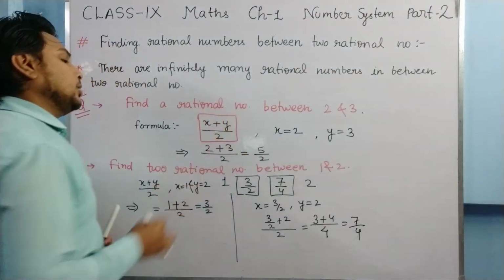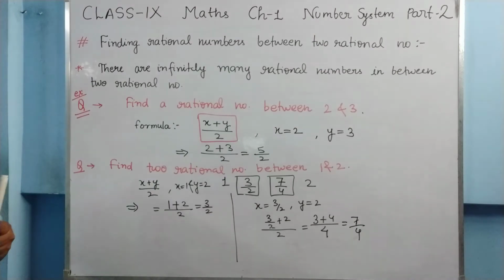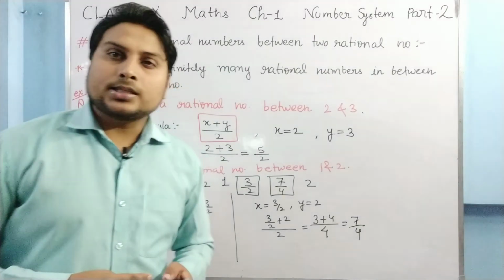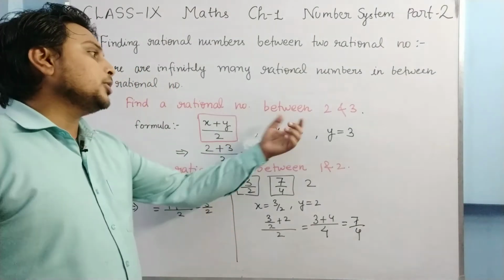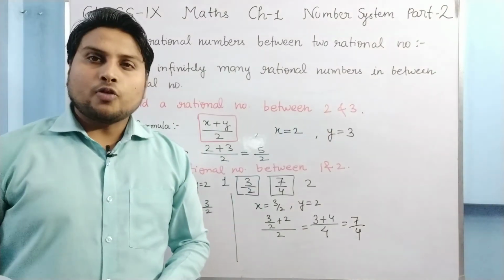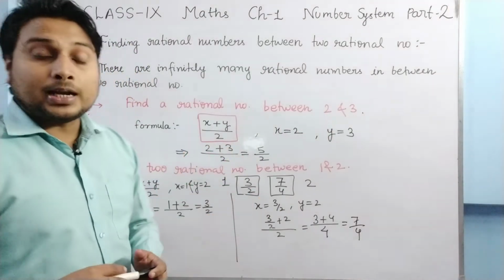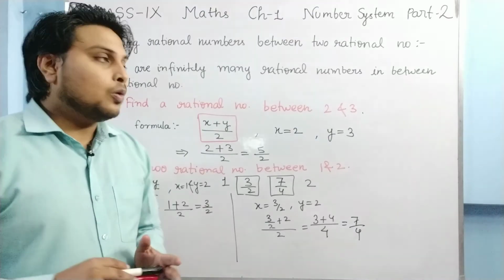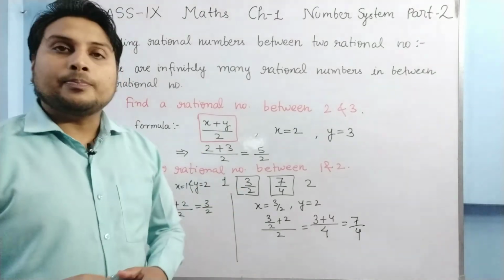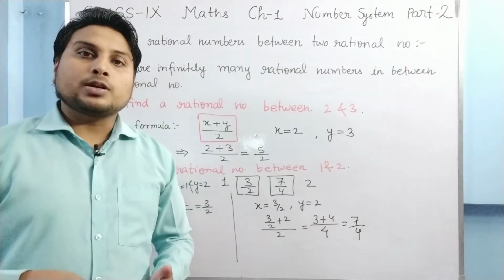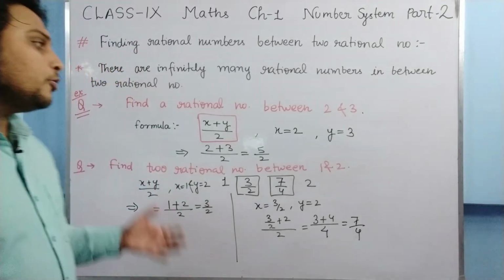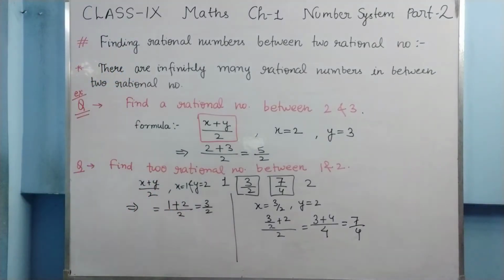But students, this method of applying this formula has a limitation. What limitation? Suppose it is asked in the question to find 10 rational numbers in between 2 and 3. So what will you do? You will apply this formula 10 times? No. So for that we will apply some other method. And what is that method? I am going to tell you. Firstly, you just pause the video and note it down.